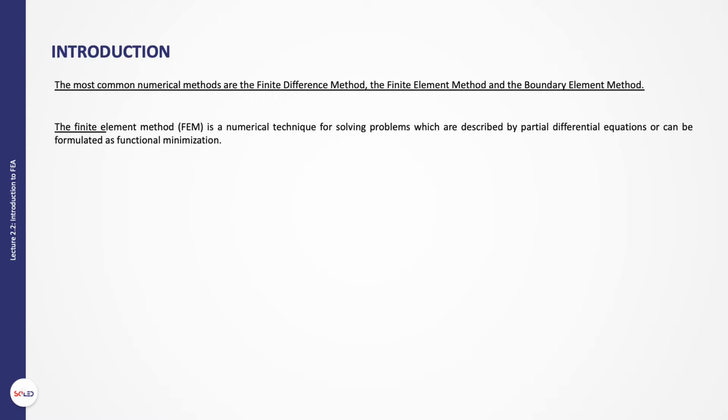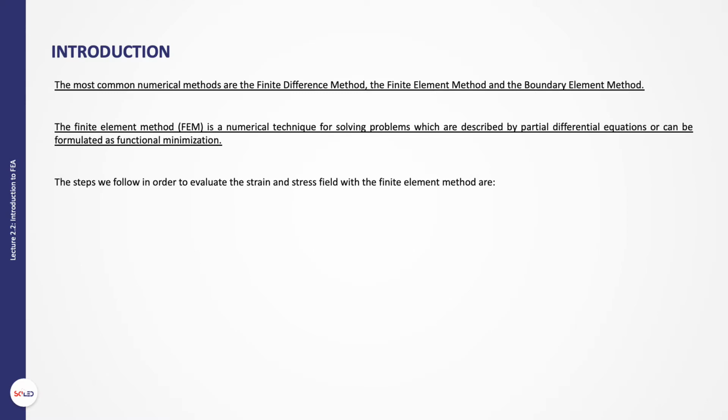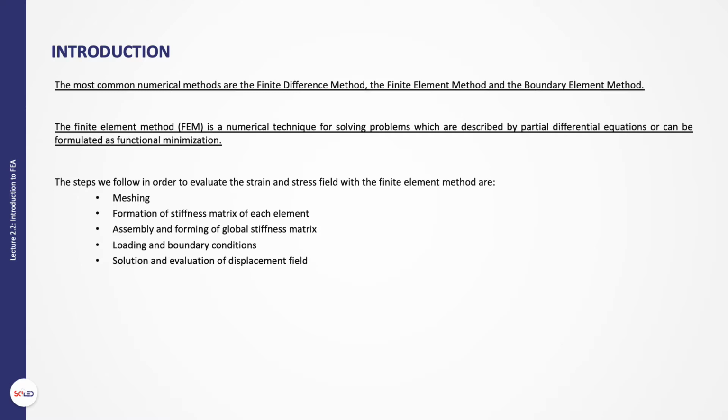The finite element method is a numerical technique for solving problems which are described by partial differential equations or can be formulated as functional minimization. The analysis of the original body is therefore done in 3 stages: meshing, consideration of individual elements, composition. The steps we follow in order to evaluate the strain and stress field with the finite element method are meshing, formation of stiffness matrix of each element, assembly and forming of global stiffness matrix, loading and boundary conditions, solution and evaluation of displacement field, and evaluation of strain and stress fields.